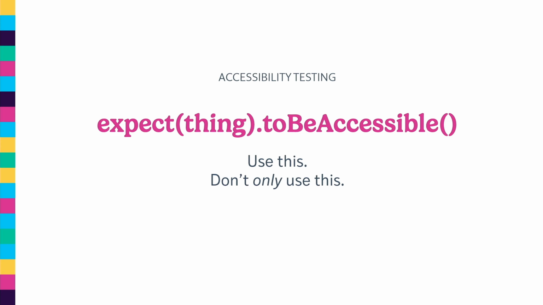Things like where does the focus go if you close a pop-up from a keyboard? It's not going to tell you that it should go back to the button that it came from, but you can add more tests that test for those specific things and look at things like the roles and ARIA labels. So yeah, this should be your starting point, but you should be adding your own tests for those specific things that you have.